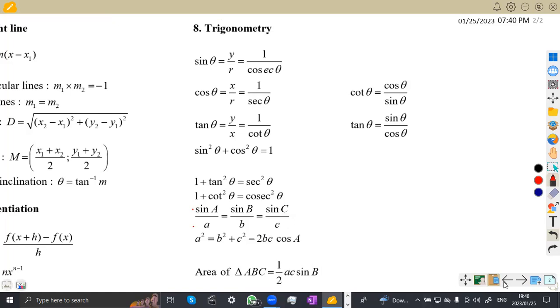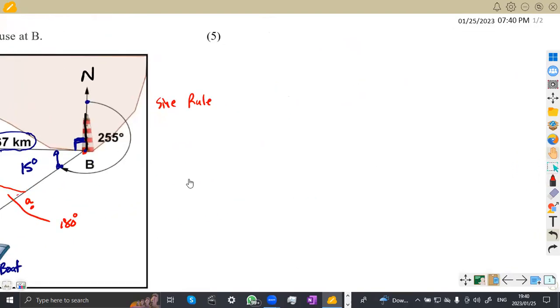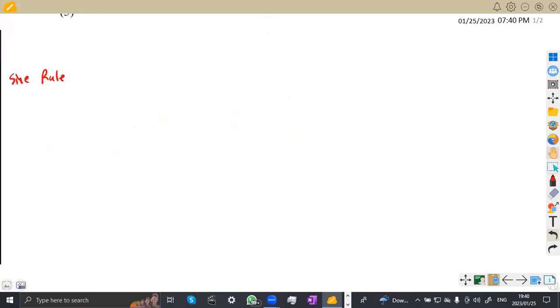But I want you to note something. Let me write it down here so that I can explain this part. Sorry, guys, for taking long in this video. I want you to understand everything properly. That's the major part. On our formula sheet, we are given it as sine A over A, which is equivalent to sine B over B, which is equivalent to sine C over C.